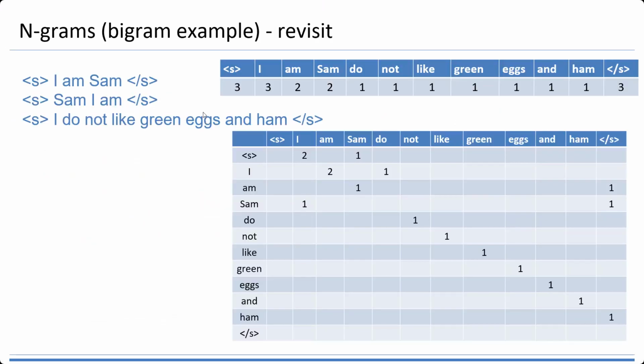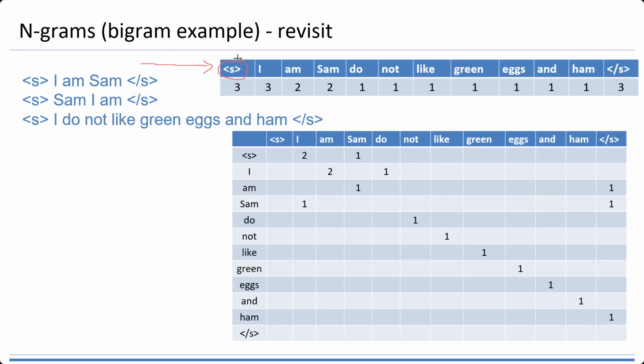Let's look at the example. Do you still remember this? Last week we learned: I am Sam, Sam I am, I do not like green eggs and ham. So let me use this example again so we can review. Okay, so I put this preface in. If we use the unigram, we can have this frequency.